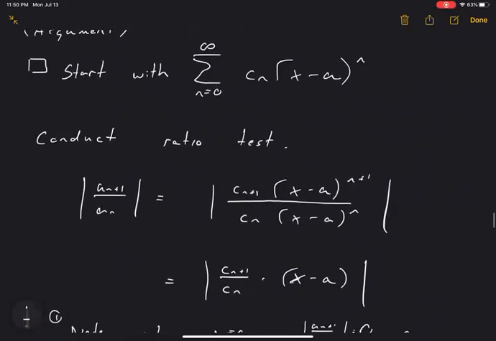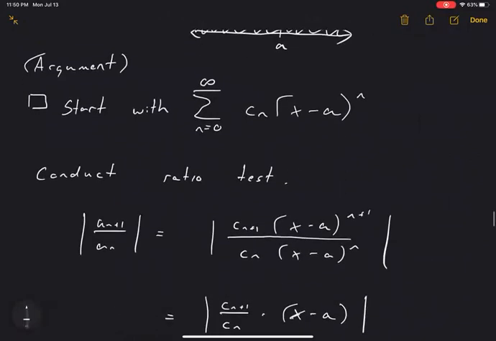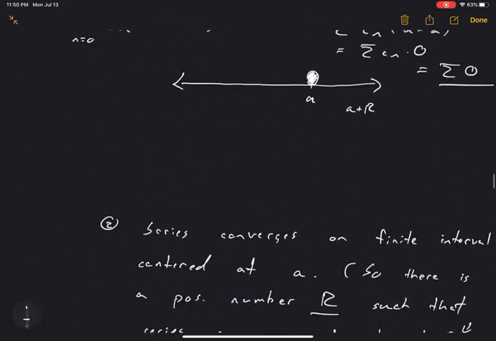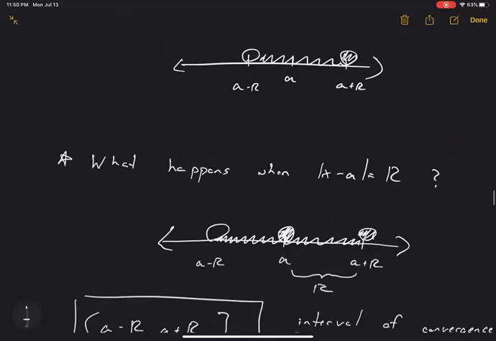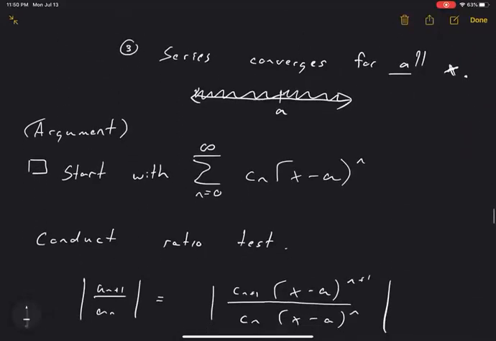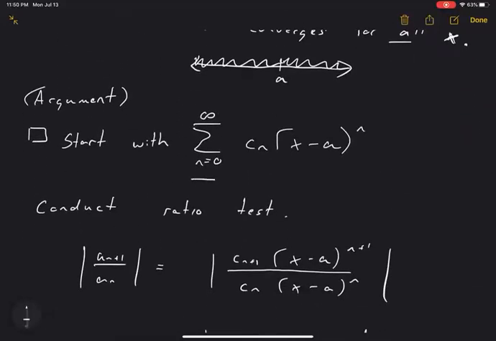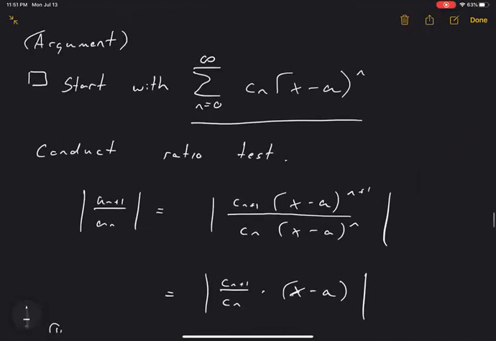Now, I won't prove it, so to speak, but I will give an informal argument of why these are the only three possibilities. So let's start with our power series here, c sub n times (x minus a) to the power n. And let's say I'm trying to test if it's convergent or not. For whatever reason, I picked the ratio test, and I'm going to conduct the ratio test on my series.